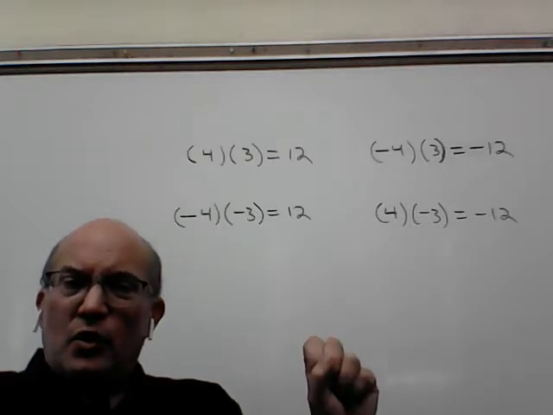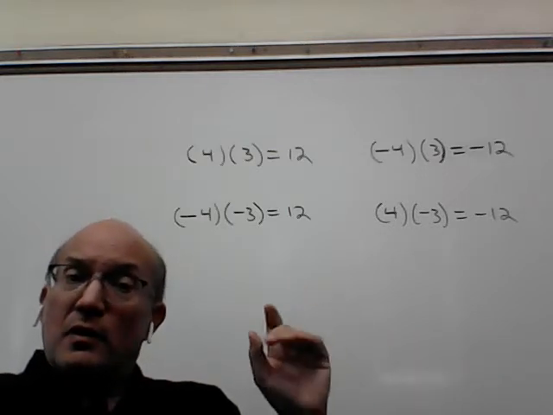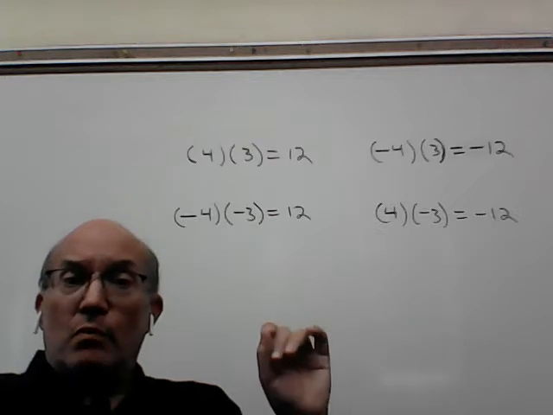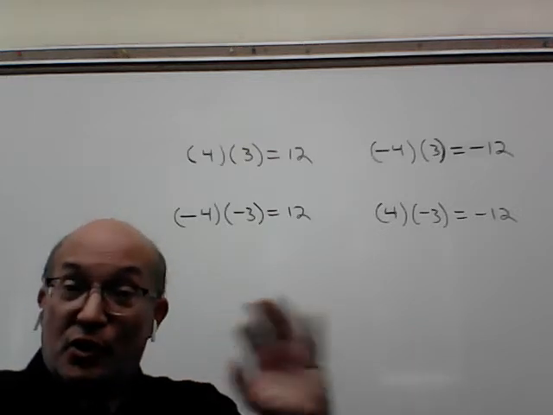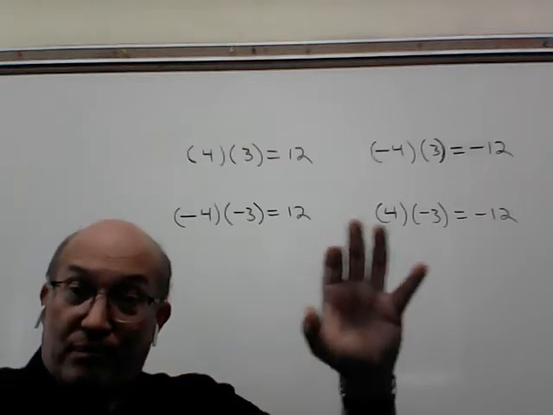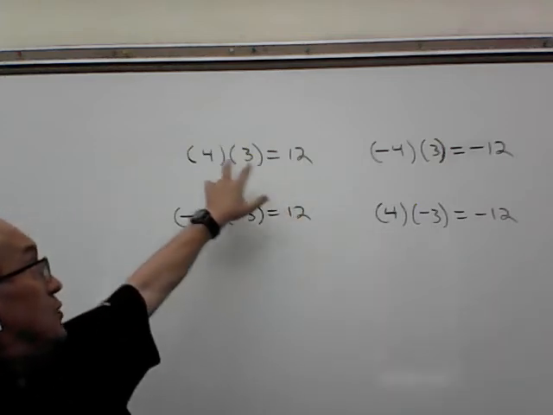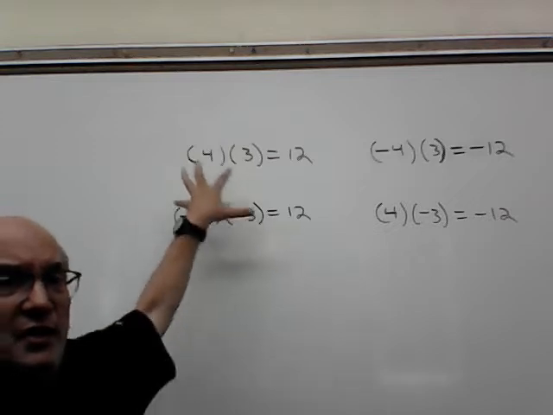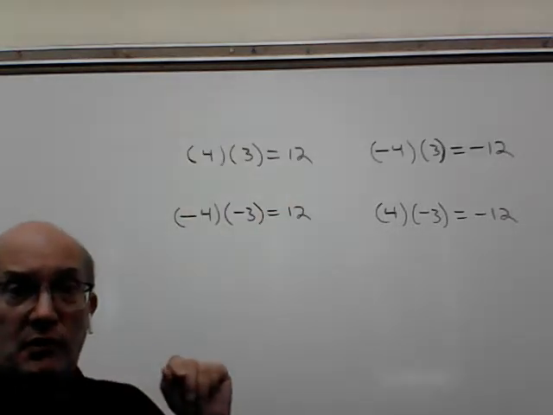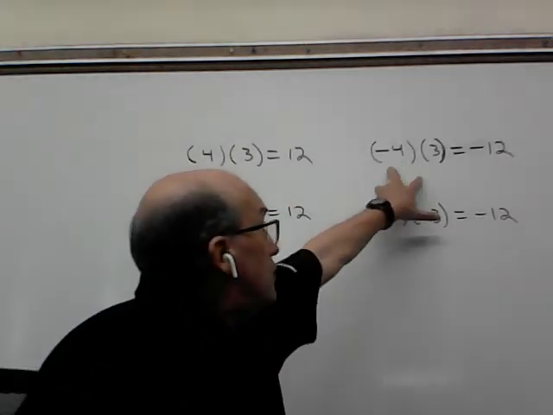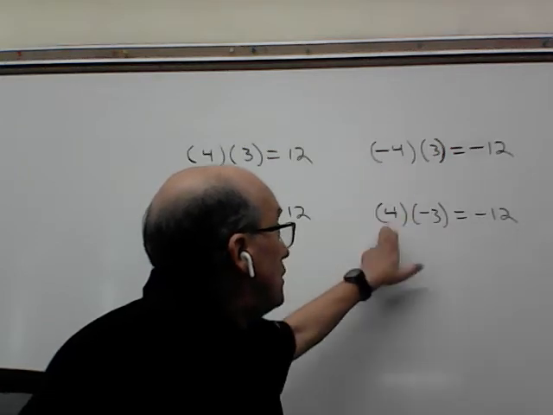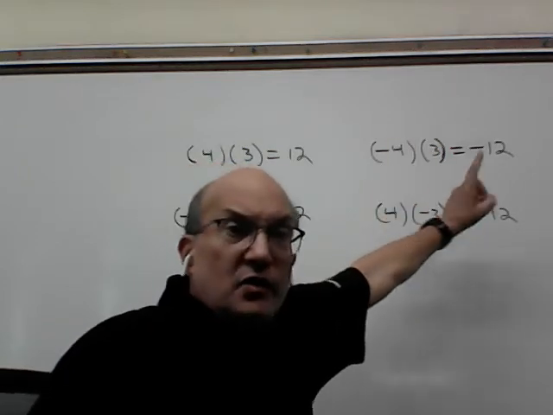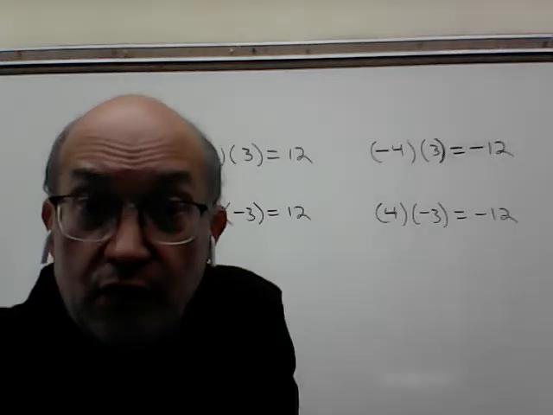When you're multiplying two numbers, if the signs are the same, the answer is positive. And if you're multiplying two numbers and the signs are different, the product is negative, right? So positive times positive, negative times negative. The signs are the same. The product is positive 12. Over here, the signs are different, a negative and a positive and a negative. Different signs, the product is negative.